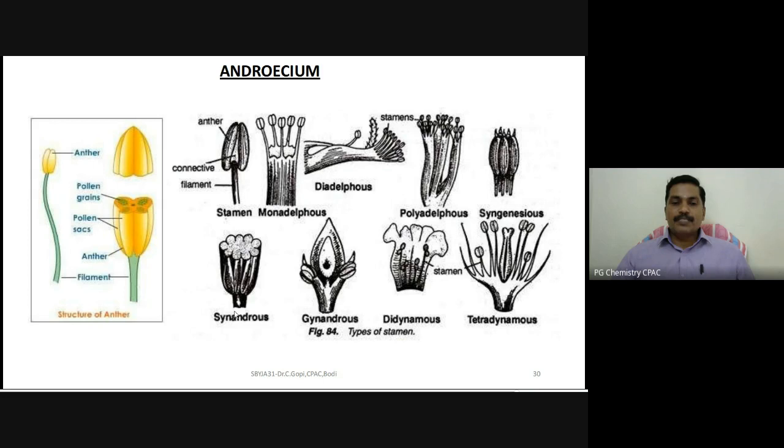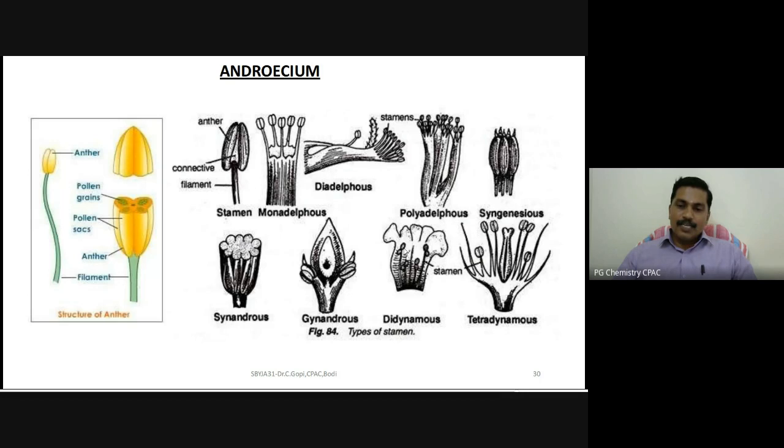And sometimes the anthers are fused together, which is called syngenesious. Sorry, anthers alone fused together is called syngenesious. Anther and gynoecium fused together is called gynandrous. Okay. Gynandrous, as in Asclepiadaceae members.